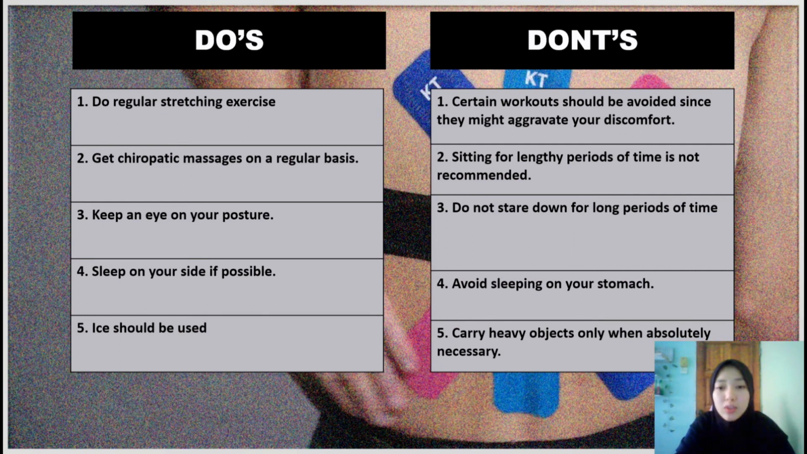Number 3, do not stare down for long periods of time. You have to move your body every 15 to 20 minutes to prevent yourself from injury. Number 4, avoid sleeping on your stomach because this can make your back pain turn worse. Why? The position will put a lot of pressure on your neck and cause constant head and neck pain.